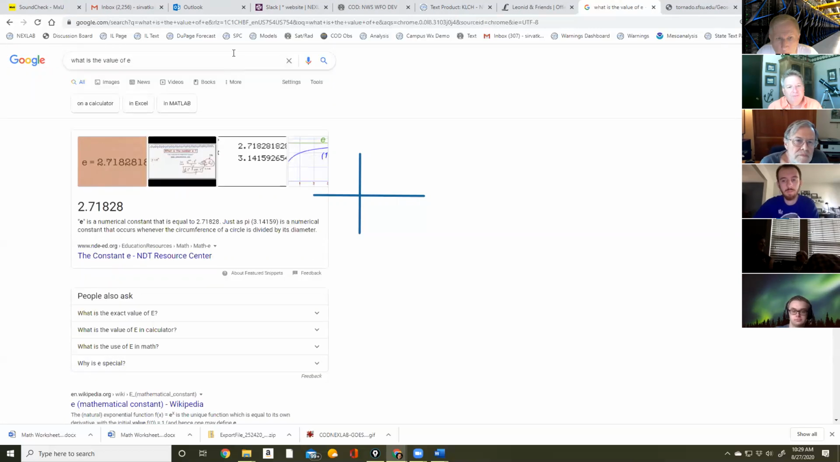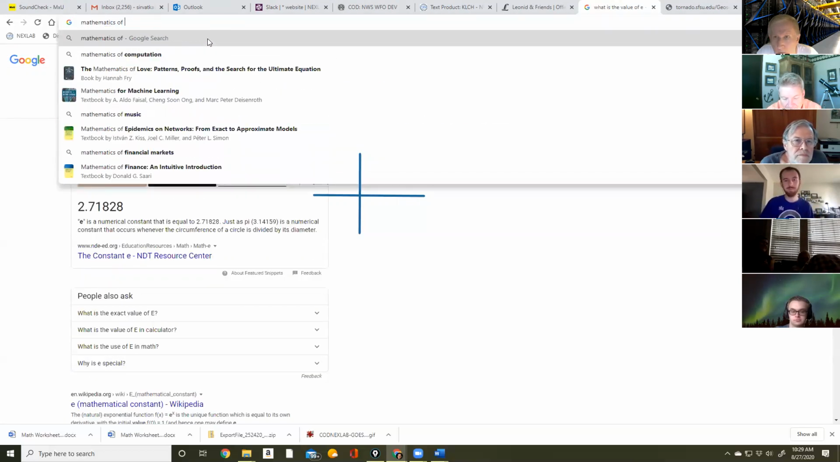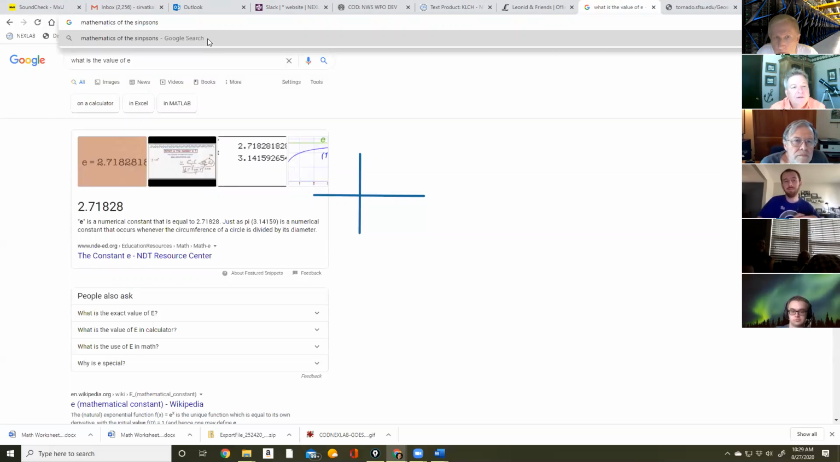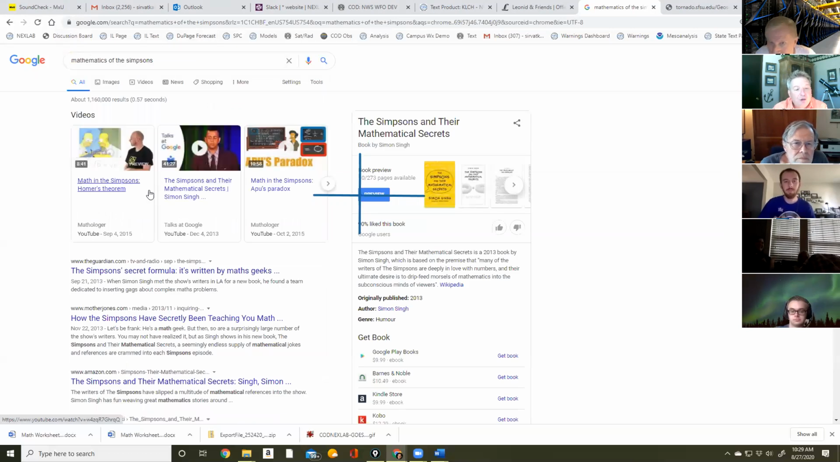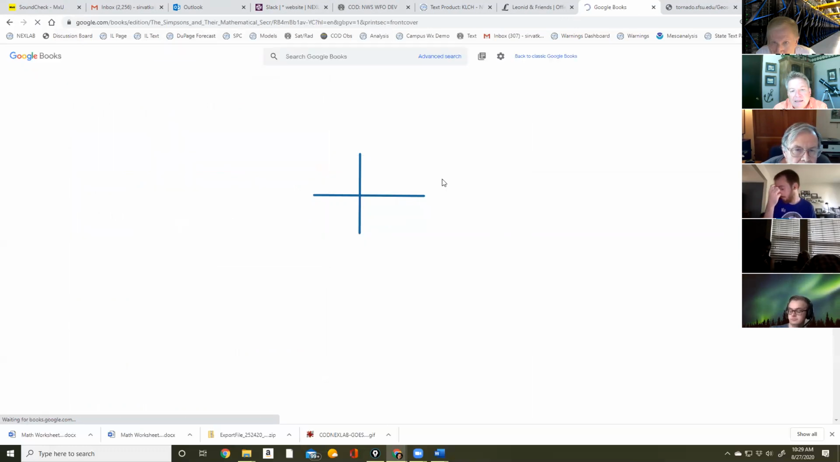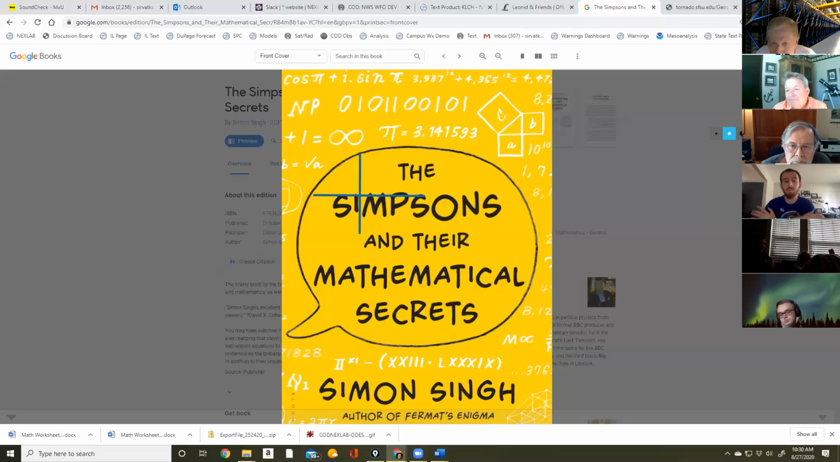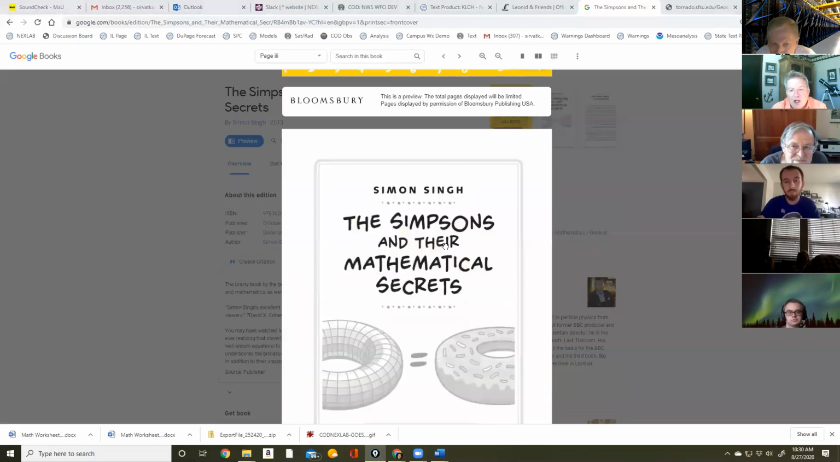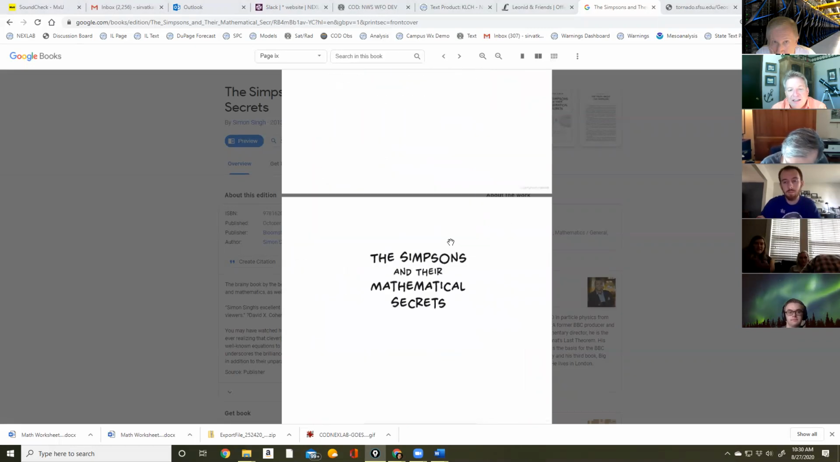There is a book. And I just want to recommend a really fun, great reading. It's called The Simpsons and Their Mathematical Secrets. Love this book. It is so interesting.